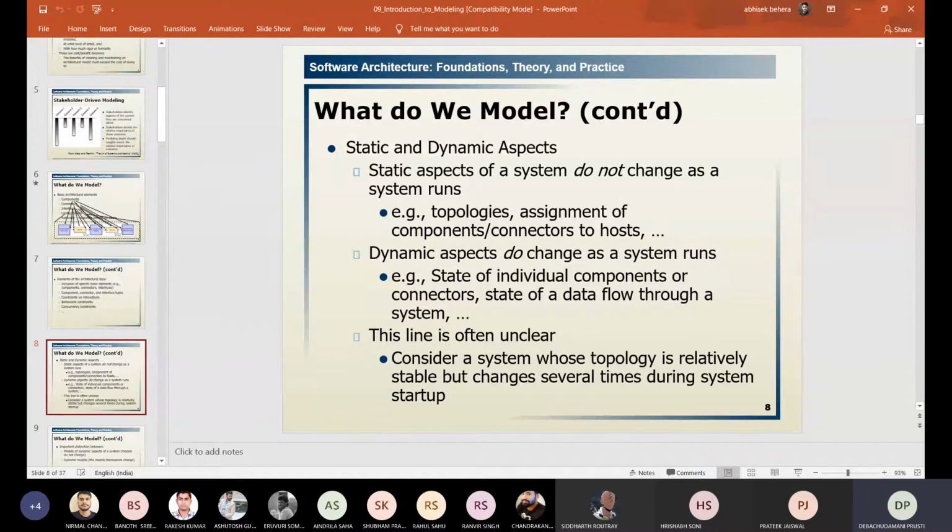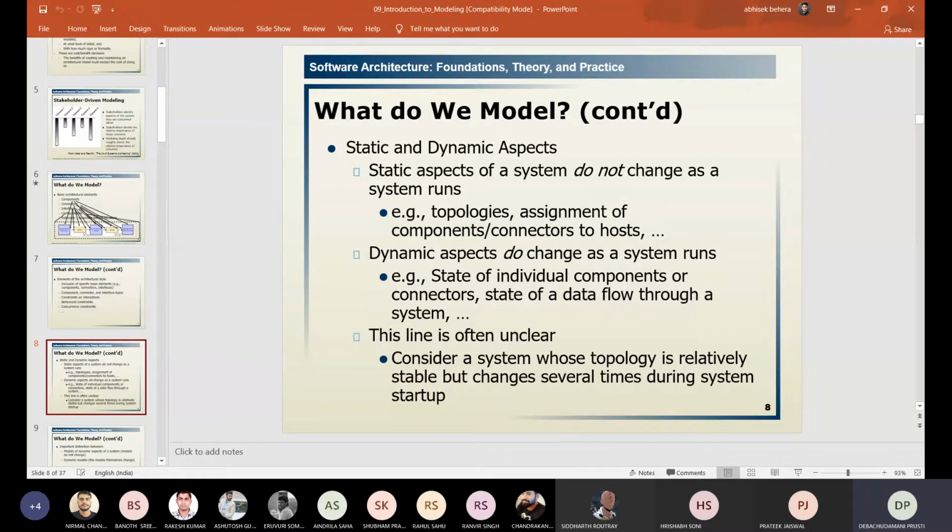Okay. From these words you could find the clear meaning of the static and dynamic aspects. The static aspects of a system don't change as a system runs. Once the system is started, the static aspect will not affect the execution part of any architecture design. Example, the topology, the assignment of components and connectors to hosts, will not be affected through these static aspects while designing the model.